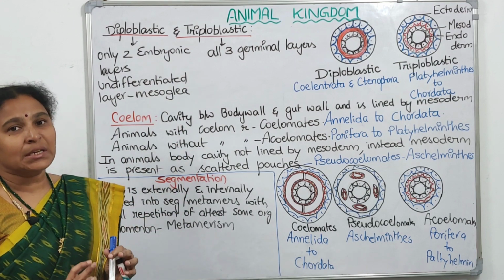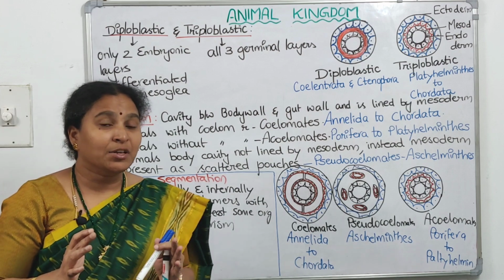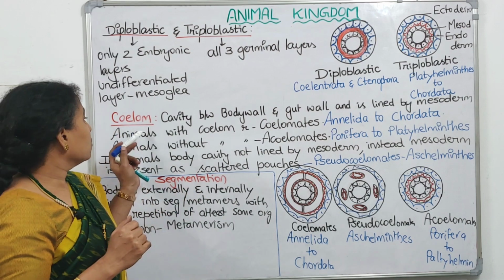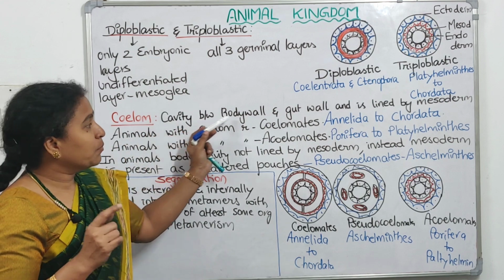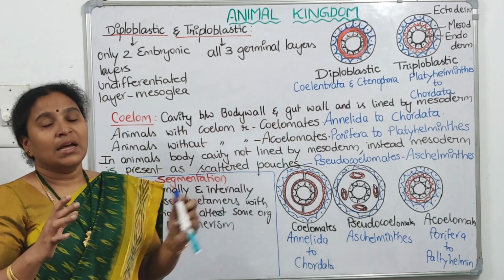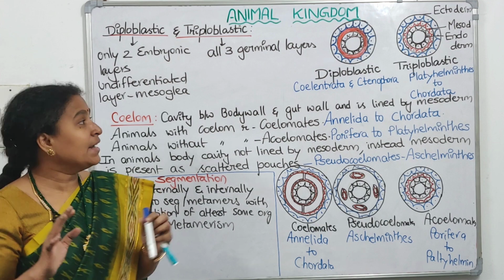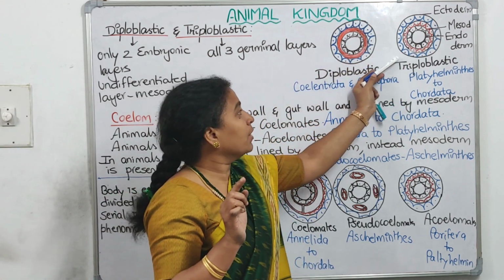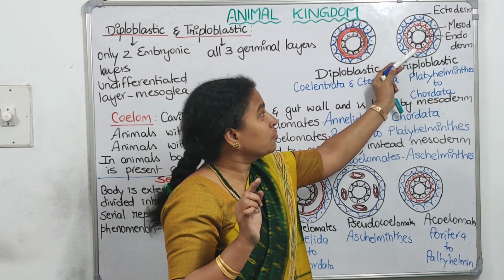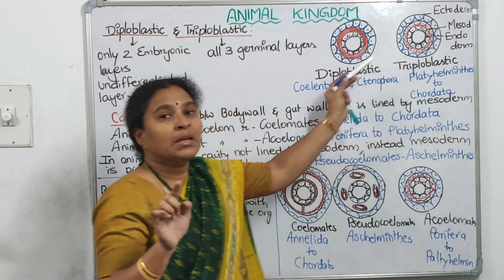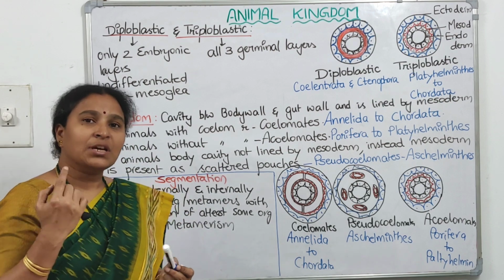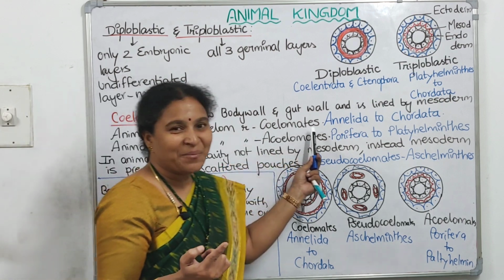What is coelom? It's a cavity. Where should that cavity be present? Between the outer body wall and the inner gut wall. So coelom is a cavity between the body wall and the gut wall, and that cavity should be lined by mesoderm. Then such a cavity is called a coelom. Now the animals which have coelom are called coelomates.